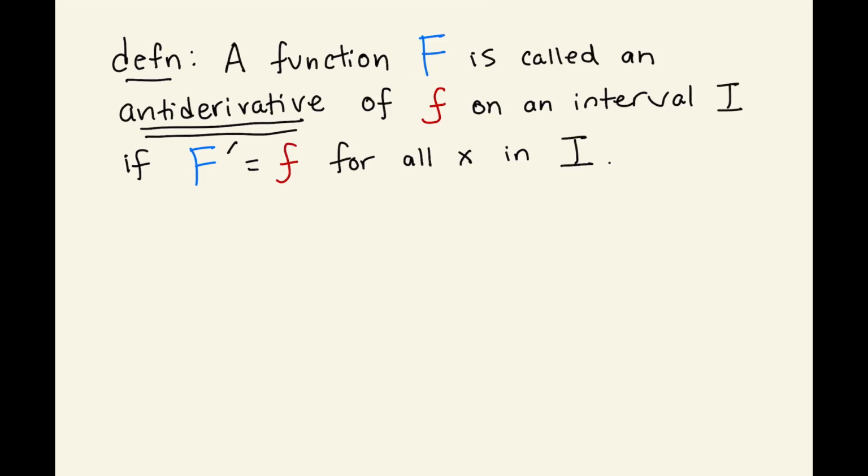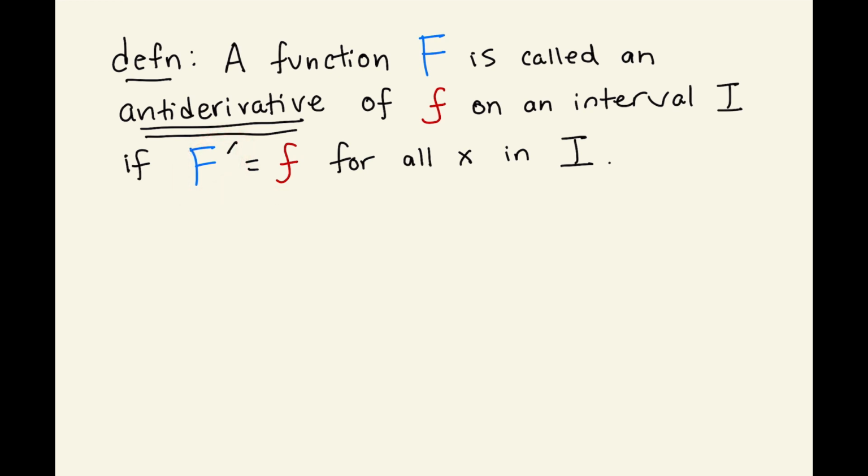So we're going to start with this definition. The definition is that a function F is called an antiderivative of f on an interval I if F prime is equal to f for all x in I. So basically it's just saying if I give you a function and I ask you for an antiderivative, I'm just asking you for a function that if I differentiate that function, I get f.